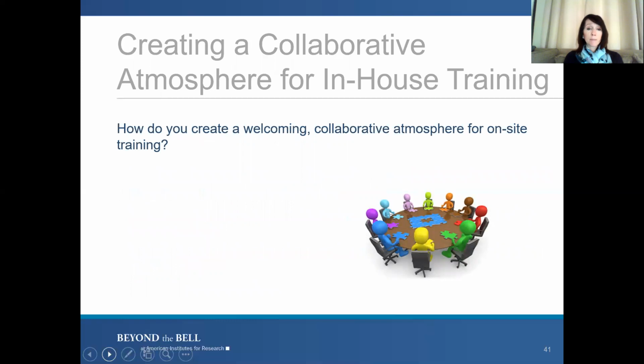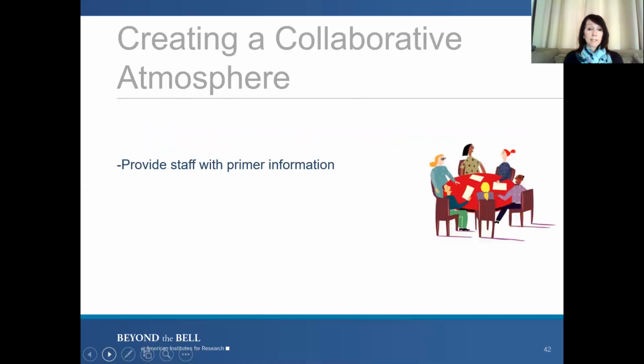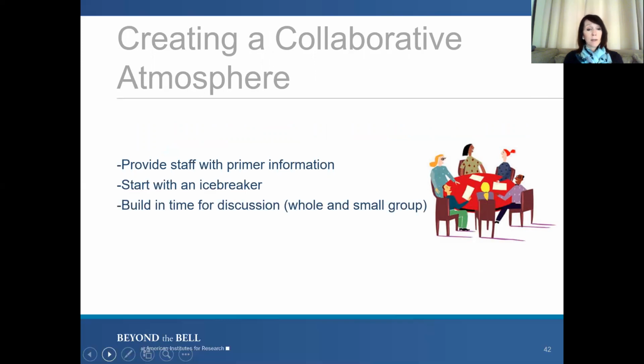Creating a collaborative atmosphere for in-house training. So how do you create that welcoming, collaborative atmosphere? Provide staff with primer information, start with an icebreaker, build in time for discussion, whole and small group, ask for input and best practices from staff, and then build in time for reflection on the training.